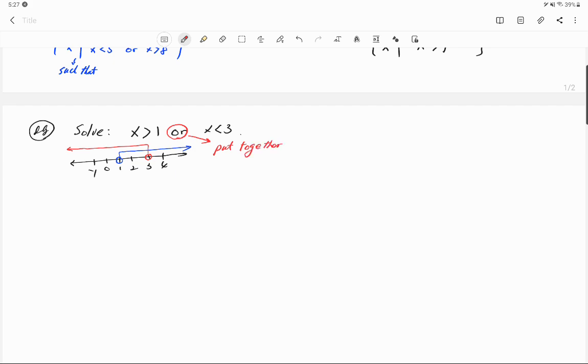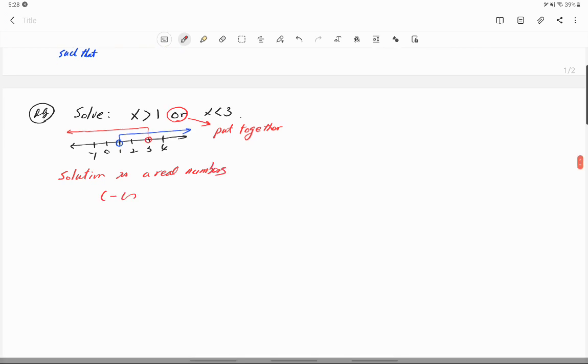Put together, it contains the red part and the blue part. So actually, it contains everything, right? So the solution will be all real numbers. So the solution is all real numbers. We can write it as negative infinity all the way to positive infinity, right?